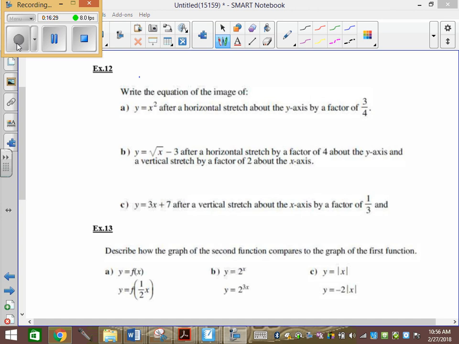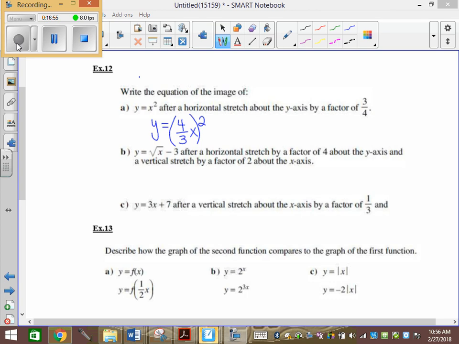Horizontal stretch about the y-axis by a factor of 3/4. Horizontal stretch. Words getting put back in. What are we going to do? Yes, and it needs to be with the x. So if I go like this, is that with the x? No. How can you say it's with the x? What do you have to do?